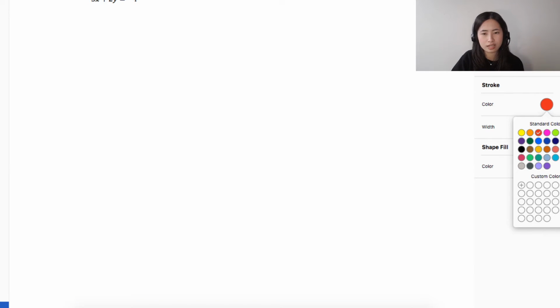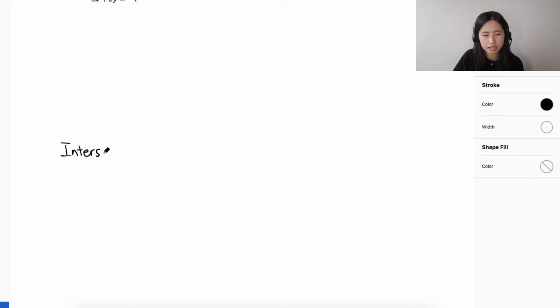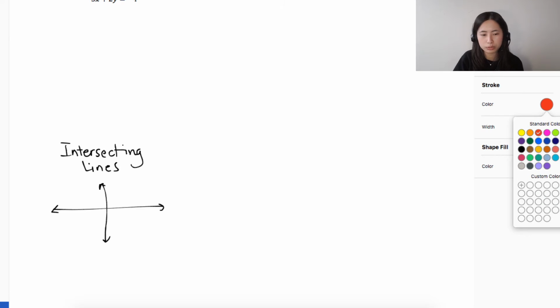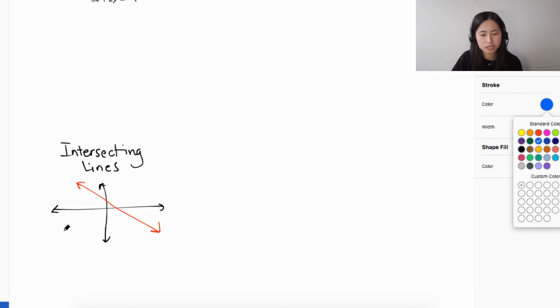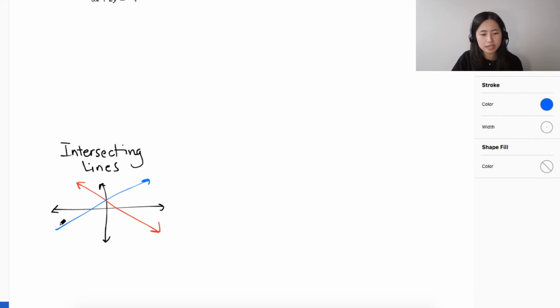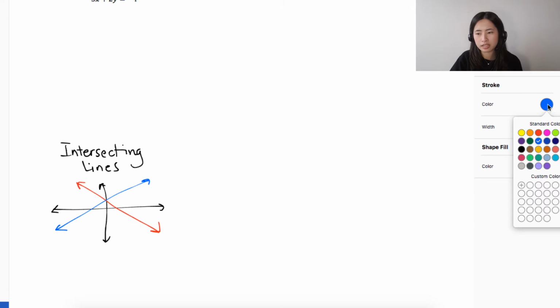Okay, so when you have intersecting lines, first of all, what are intersecting lines? They meet at a common point. So that's what intersecting lines are. So say for example, you have your x and y axis, and then you have this red line intersecting with the blue line. You probably know what intersecting lines are by now, but just for reference, this is what intersecting lines look like. So whenever you have intersecting lines, that means you only have one solution.